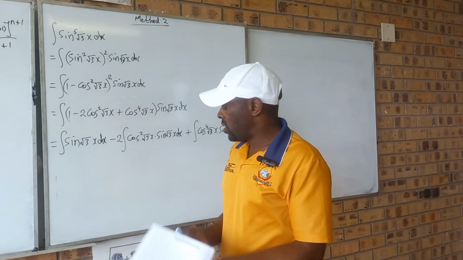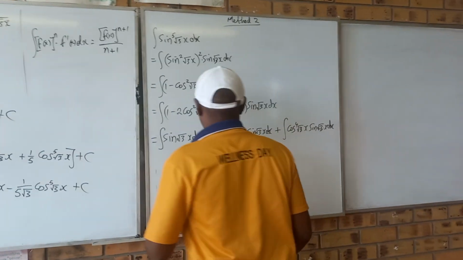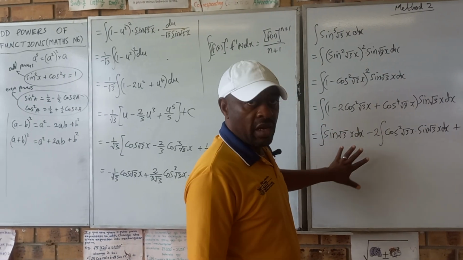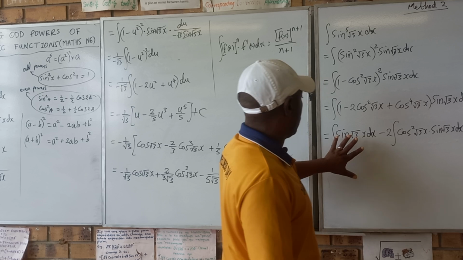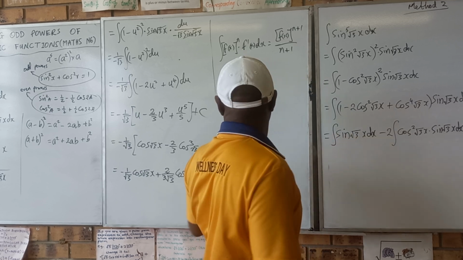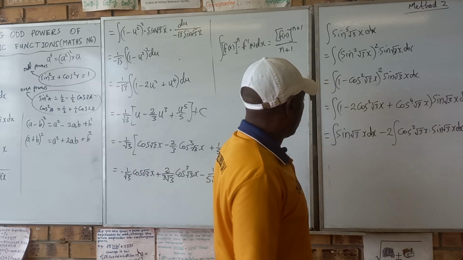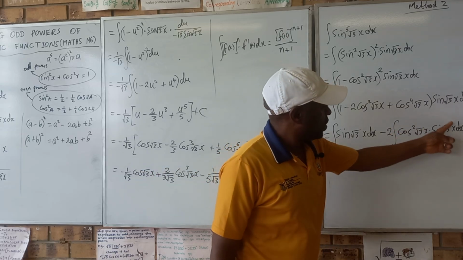So now that I've got my 3 terms, the first term is no problem. To integrate sine root 3x, all I need to do is look at page 2 of my formula sheet, which if I integrate, I guess it will give me negative cos root 3x over root 3. So my target is this one.